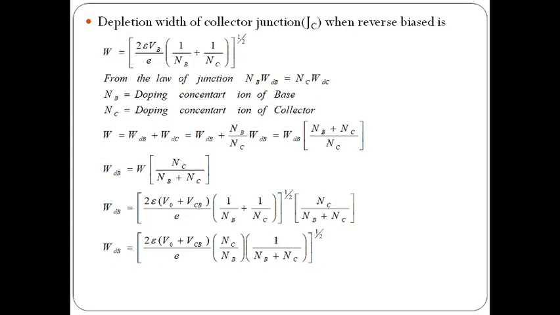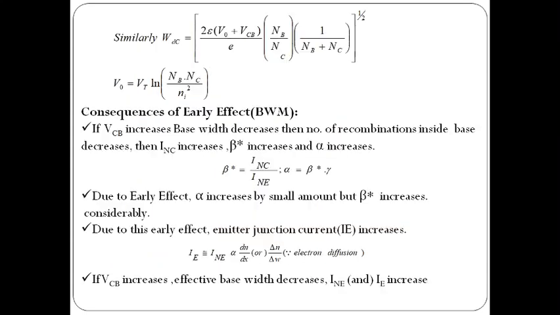By simplifying this, we can write WDB, the amount of depletion which penetrates into the base region, as 2 epsilon (V0 plus VCB) by E, NC by NB, into 1 by NB plus NC, all power 1 by 2. The amount of depletion which penetrates into the collector region is WDC equals 2 epsilon (V0 plus VCB) by E, NB by NC, into 1 by NB plus NC, all power 1 by 2.